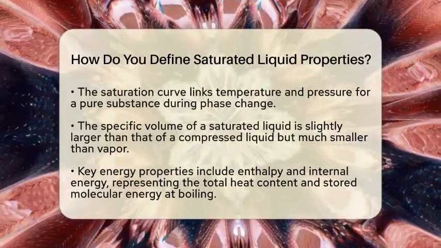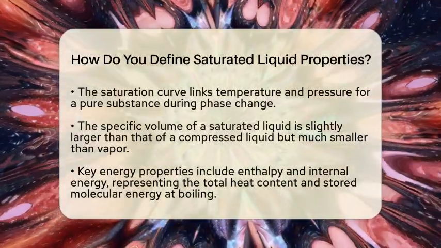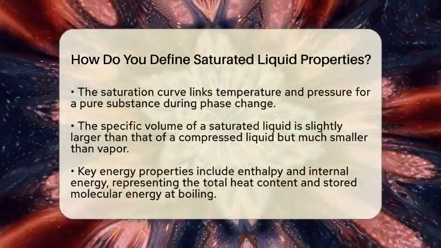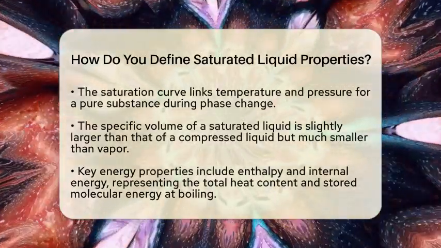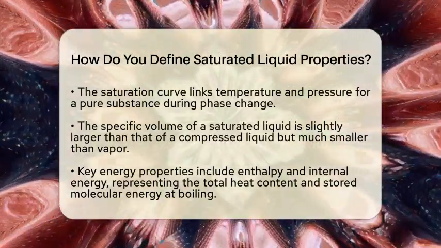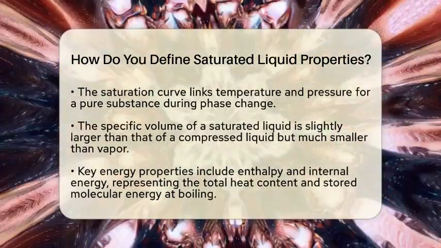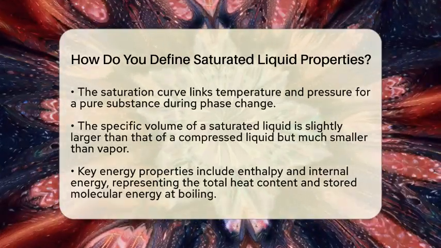The key properties of a saturated liquid include its temperature and pressure. The temperature at which the liquid boils at a certain pressure is called the saturation temperature. The pressure at this temperature is called the saturation pressure. These two are connected. Knowing one allows you to find the other.